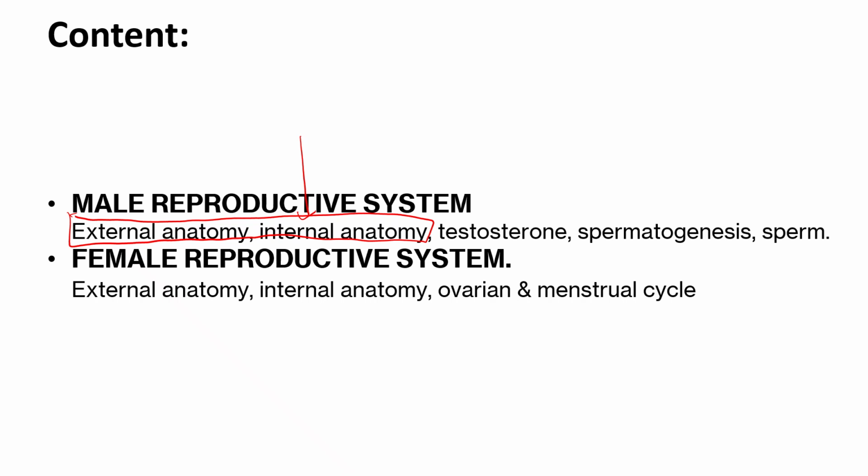After that, we're going to look at the cells in more detail. So all this part, which is the testosterone, the hormones, spermatogenesis, and the sperm, this is microscopic anatomy, and that's what we're going to do in the female reproductive system as well. We're going to start with the macroscopic, and then we're going to conclude with the microscopic anatomy and hormones.